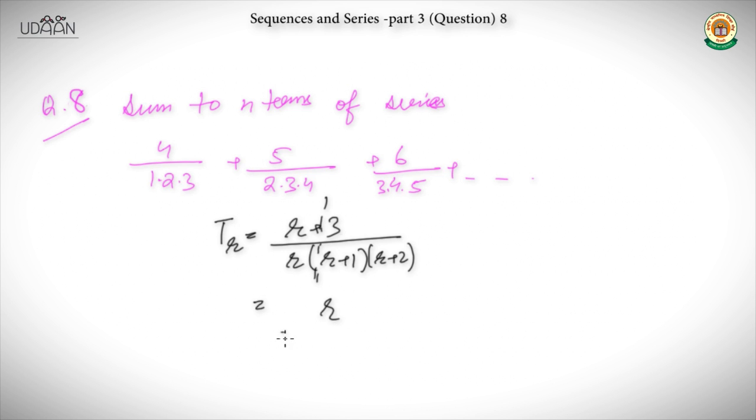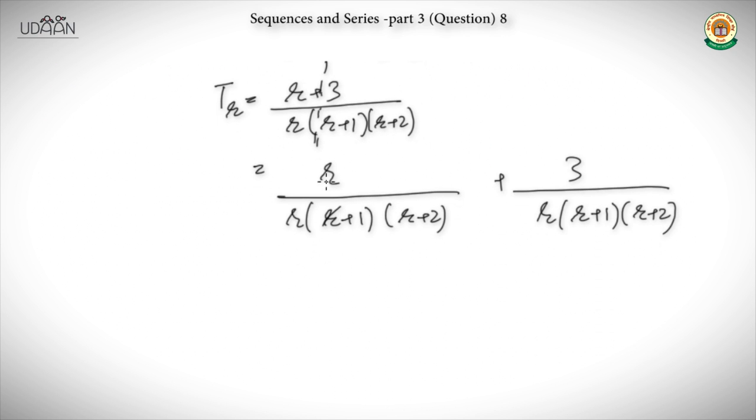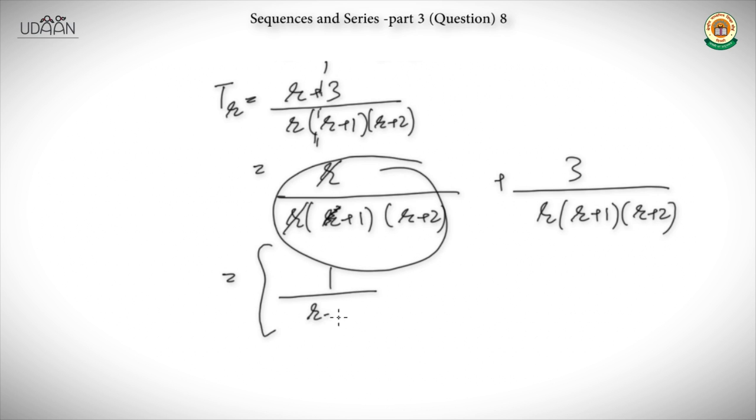So that will be r by r into r plus 1 into r plus 2 plus 3 by r into r plus 1 into r plus 2. This r gets cancelled. So here we see we could just separate this term. So it becomes 1 by r plus 1 minus 1 by r plus 2. And here it becomes 3 by 2.